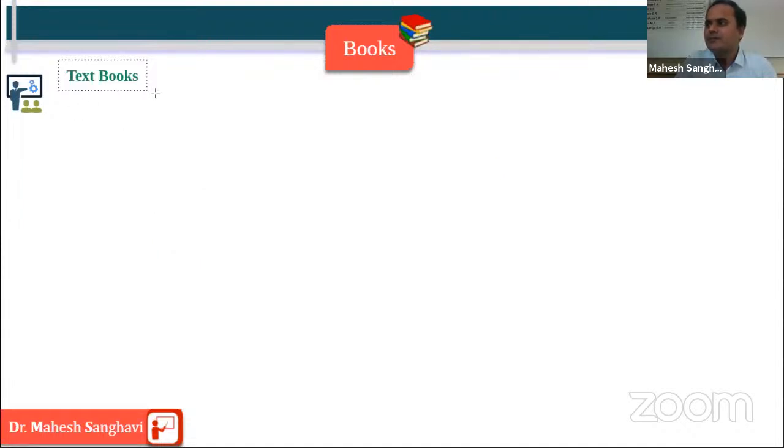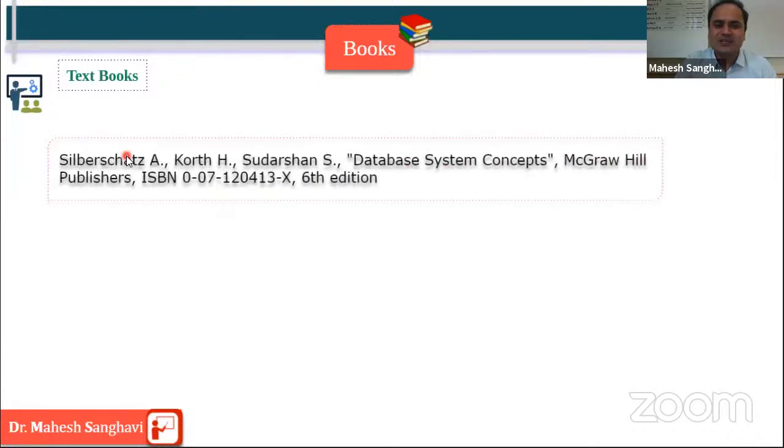Now the most important part, that is your books, which are the books which are available. One of the very, very famous books is by Korth, Silberschatz and Sudarshan, Database System Concepts. Sudarshan is one of the professors at IIT Bombay. He is a fabulous professor, and I have attended many of his sessions. I'm happy to inform you that I have attended the sessions of all three, and they have done a great job in this particular DBMS.